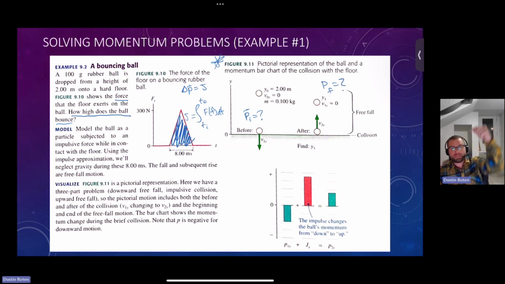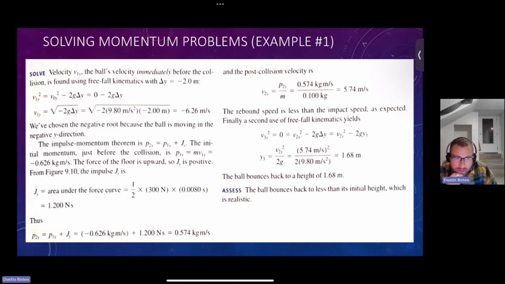Okay, well, we need to know what the speed is right before it hits the floor. Now we can do that with kinematic equations that we've been using. So we know this thing has been dropped from a height of 2 meters, okay? So given that it's assuming dropped on Earth, we know what gravity is. We can do some basic kinematic equations, stuff that you should be familiar with by now.